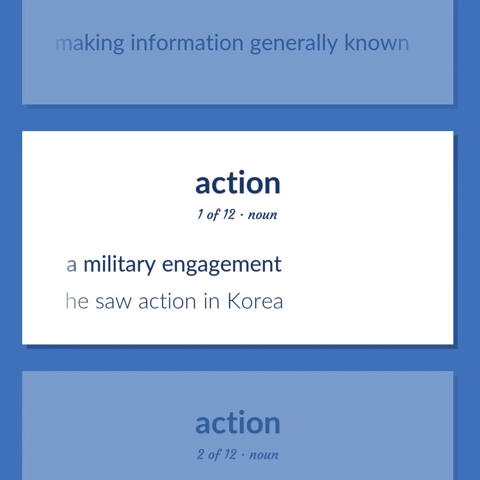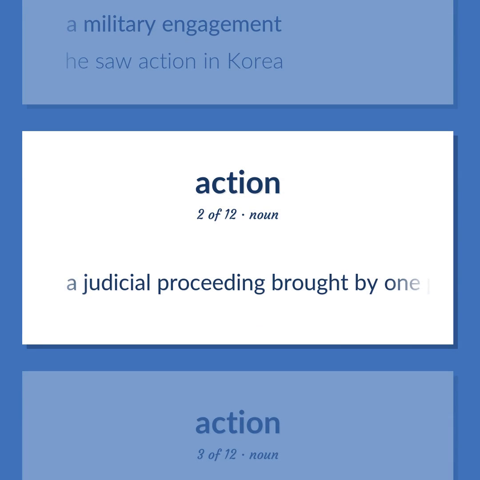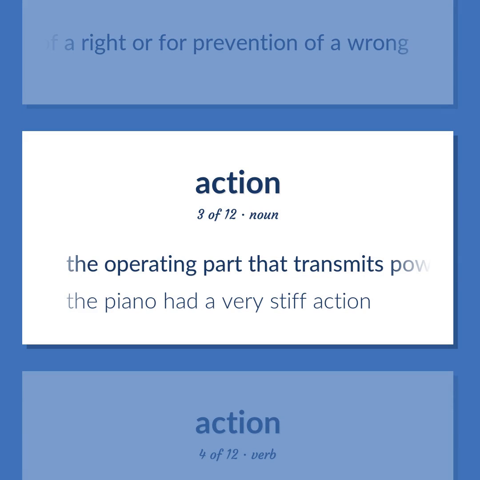A military engagement. He saw action in Korea. A judicial proceeding brought by one party against another. One party prosecutes another for a wrong done or for protection of a right or for prevention of a wrong. The operating part that transmits power to a mechanism. The piano had a very stiff action.